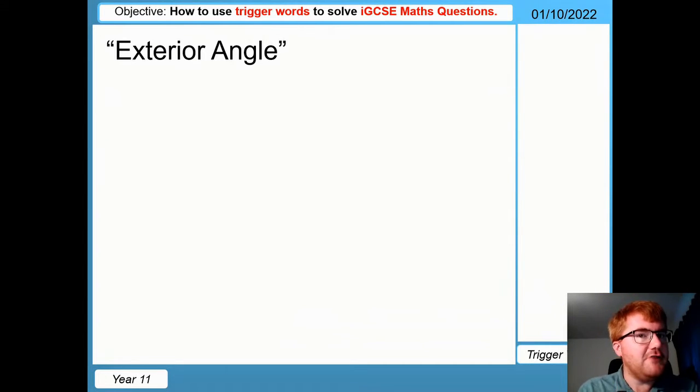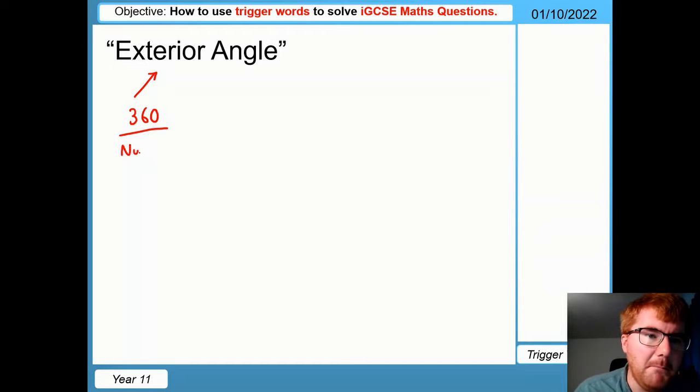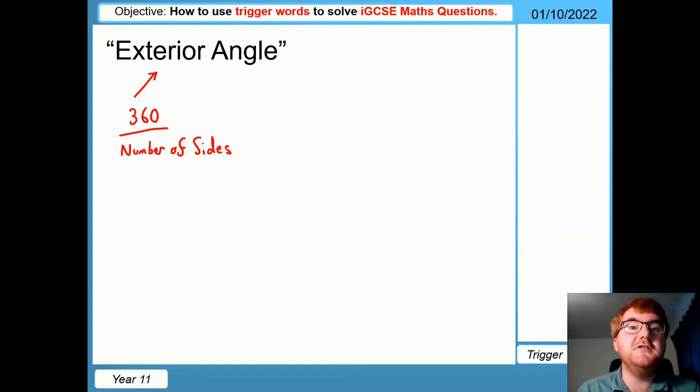My first phrase is exterior angle. So if you see that phrase in a question, you need to think about the following formula. That is 360, so that's a full turn, divided by the number of sides of the shape. So if you see exterior angle and they ask you for that, then you need to think about this formula you see in front of you, 360 divided by the number of sides of the shape.